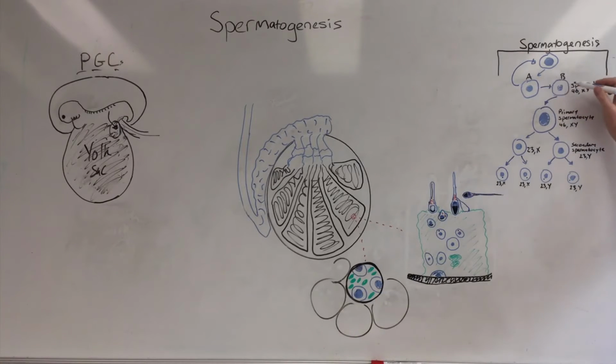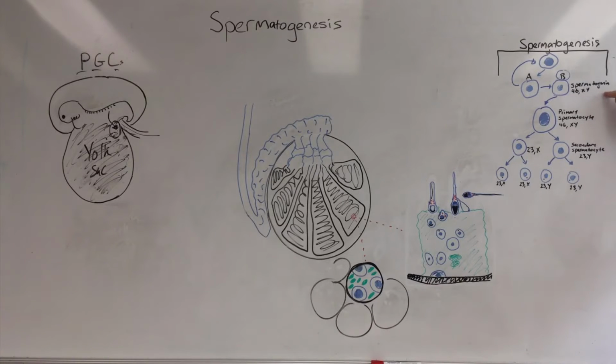But there is a group of type A's that will differentiate into what we call a pale type A, into a type B cell. So these are now essentially going into a type B spermatogonia, which has 46 chromosomes with an XY. So it's got double the material essentially as a normal somatic cell.